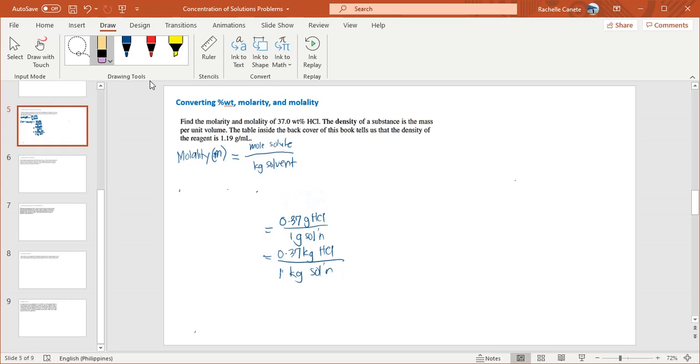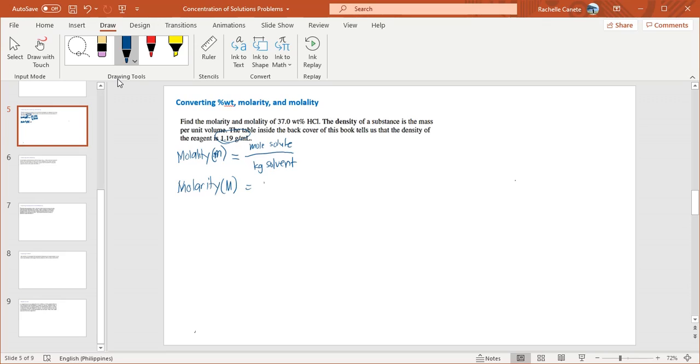So now let's try to solve the problem. We are asked to find the molarity and the molality of a 37% weight HCl, and the density of that solution is 1.19 grams per mL. Let's write the formulas first. Molarity, or capital M, is moles of solute per liter of solution.